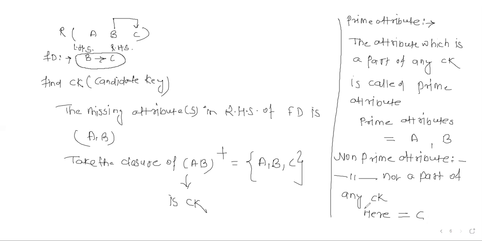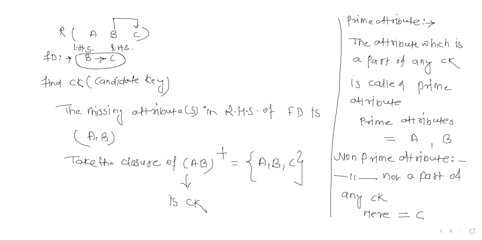So C, out of A, B, C, is called a non-prime attribute. Why are we calling it a non-prime attribute? Because C is not a member of the prime attributes, not a member of the candidate key. So the candidate key is only one, AB. So you will check in AB. A will be a prime attribute. B will also be a prime attribute. What will C be? C will be a non-prime attribute because C is not a part of AB.